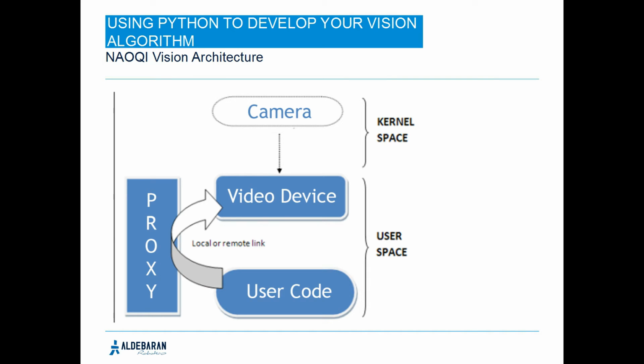Here is the NAOqi vision architecture. When the user wants to get images from the camera, he subscribes to the NAOqi module, the video device. Then the video device will communicate with the camera driver to get new images. These new images will then be received by the user code. It's important to understand that the user code can be executed directly on NAO or on a remote computer.